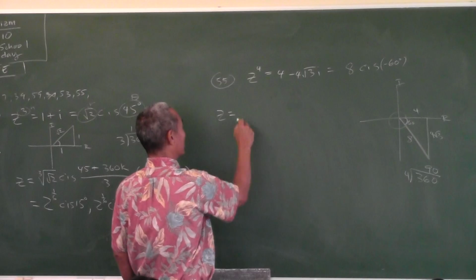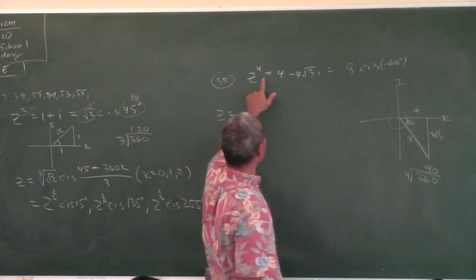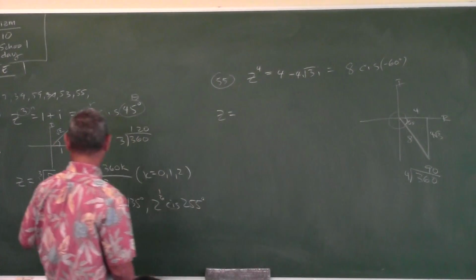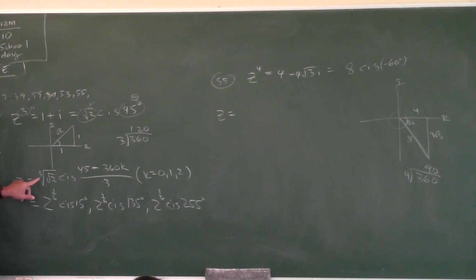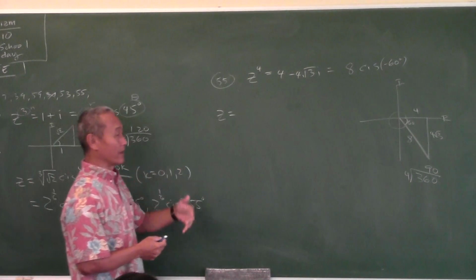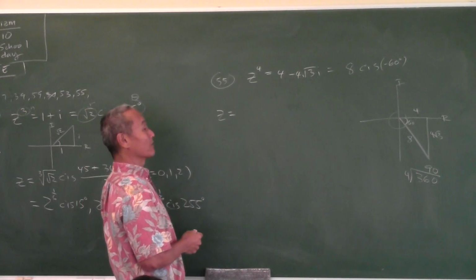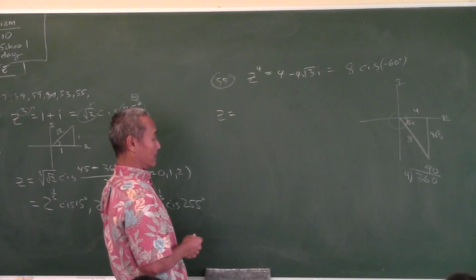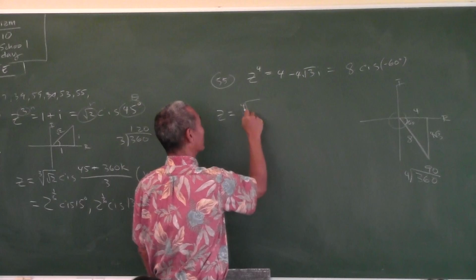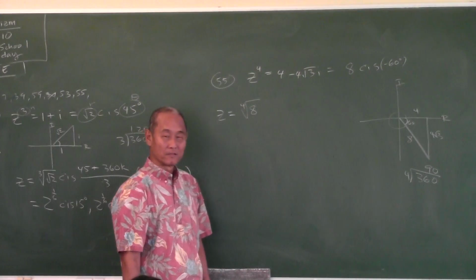So z equals the fourth root, see, if it's to the fourth power, you're going to take the fourth root of that number there. Just like over here, we're trying to find 3 answers, it's going to be the cube root of that number there. So what is the fourth root of 8? How do you want to write that? Should we just write fourth root of 8? Is that acceptable?